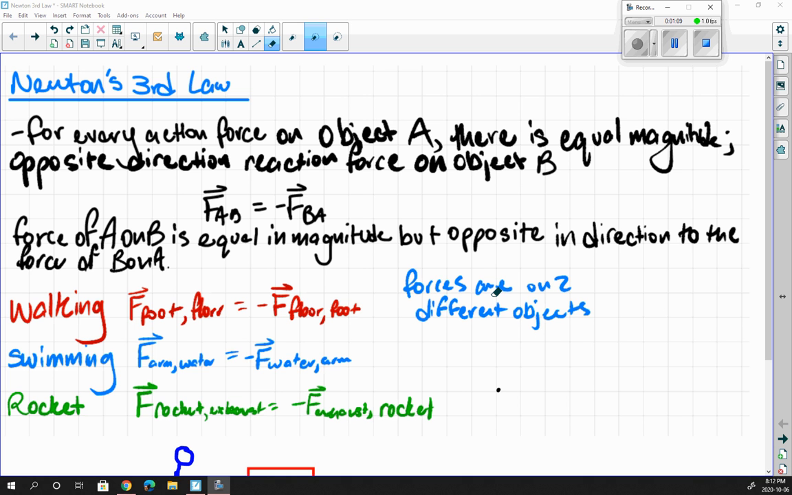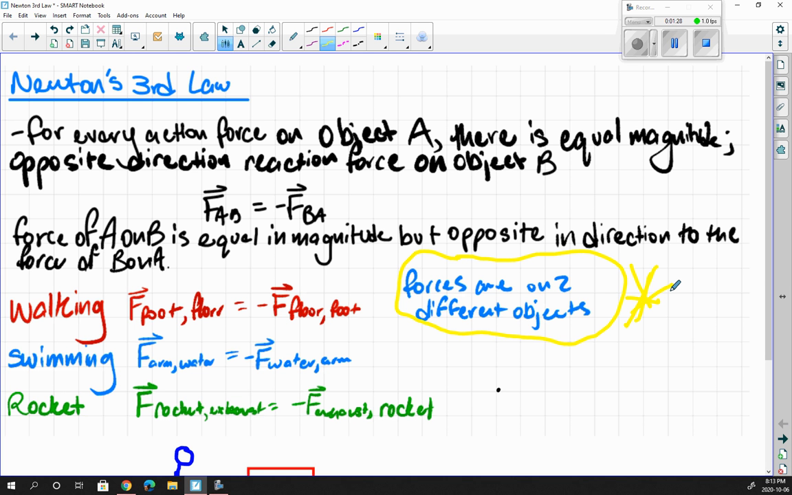So this is really important right here. Let me circle that for you, because kids often forget this. This is a very important point. The forces are on two different objects.